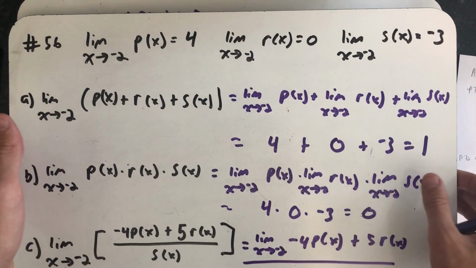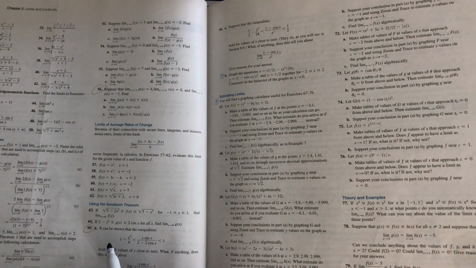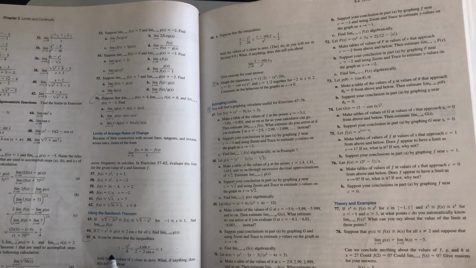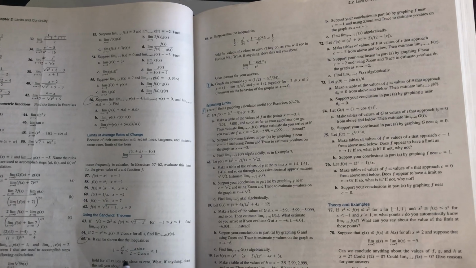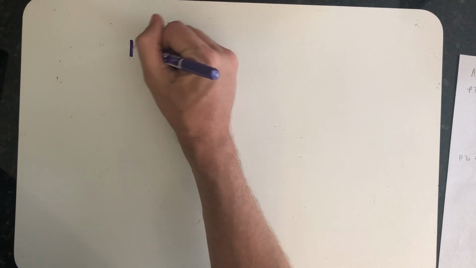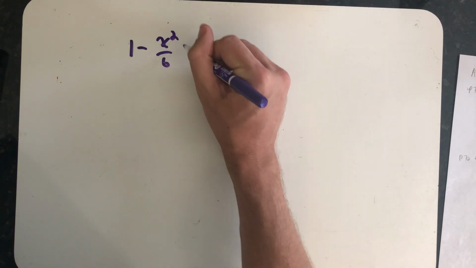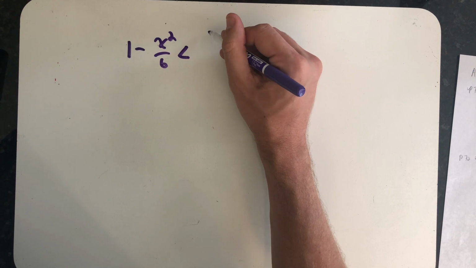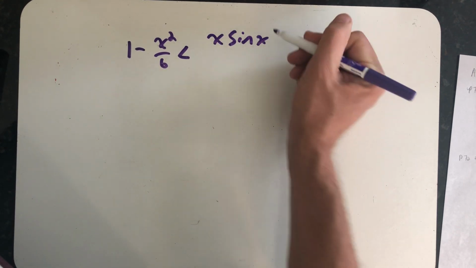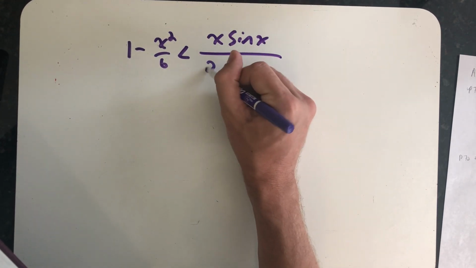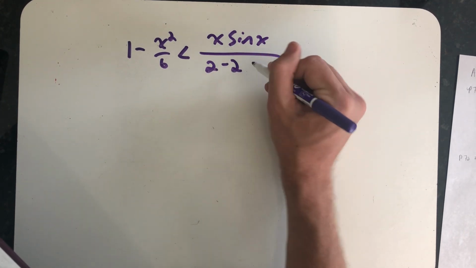The next problem I want to do is problem 65, still on page 72. Problem 65 tells me that it can in fact be shown that 1 minus x squared over 6 is less than this expression is less than 1. Your author's not asking us to show this ourselves. He is telling us this is a fact and we can trust him.